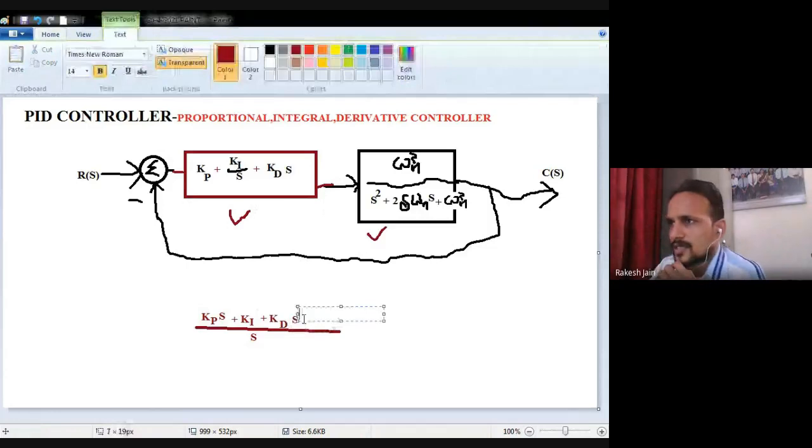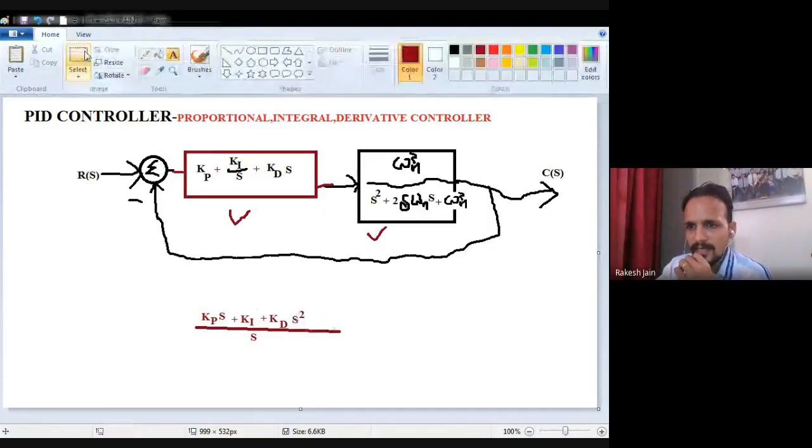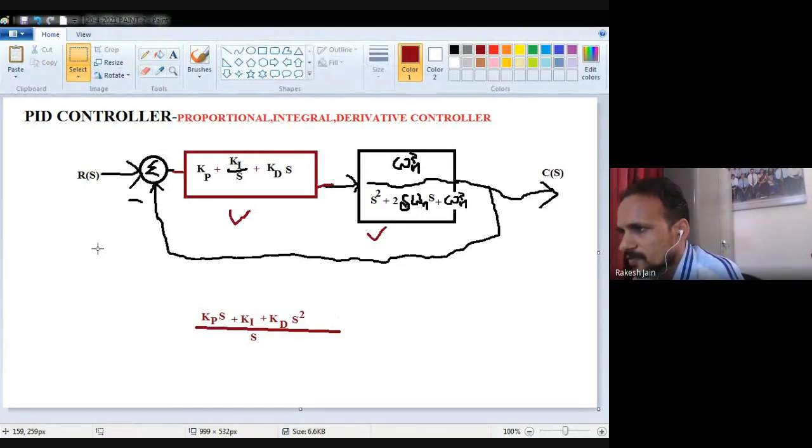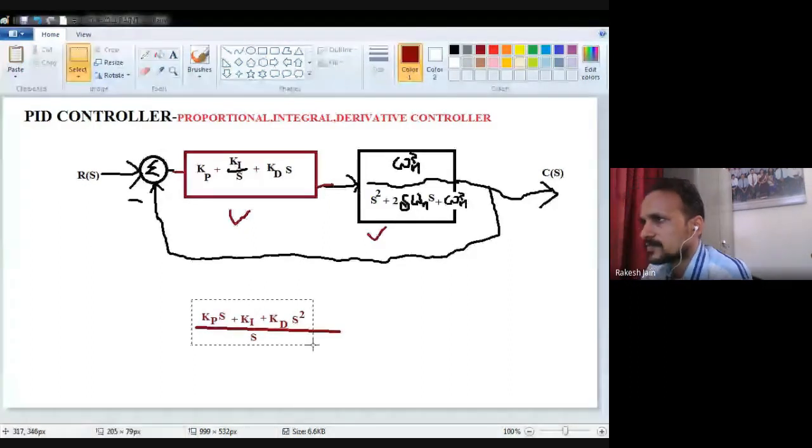Okay. So this Kp plus Ki by S plus Kd S will be converted, by taking the LCM S, into (Kp S plus Ki plus Kd S square) divided by S. So I just put this value instead of the previous value.